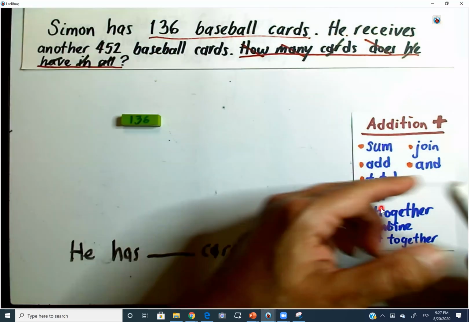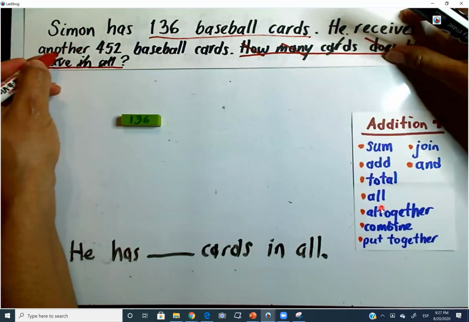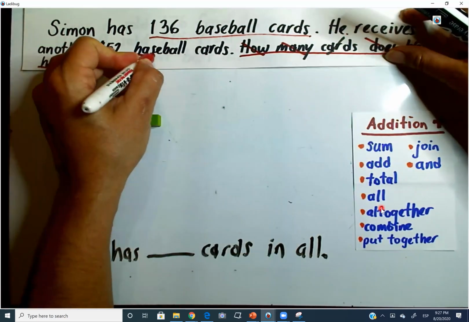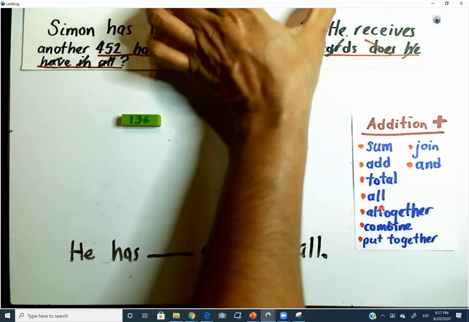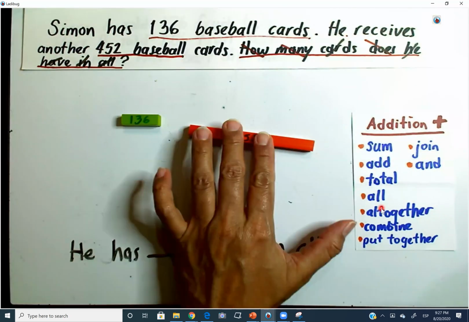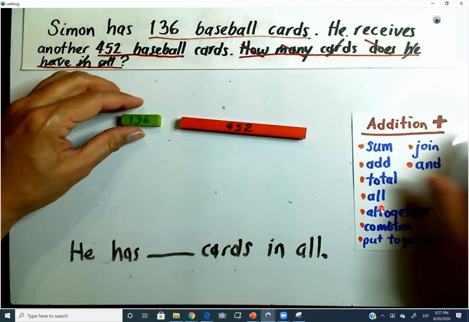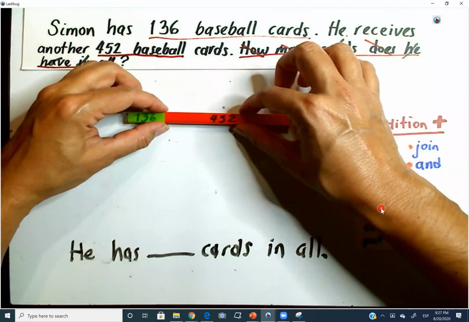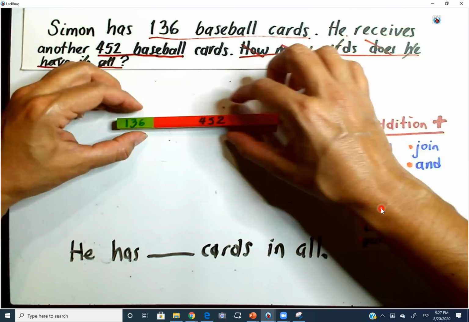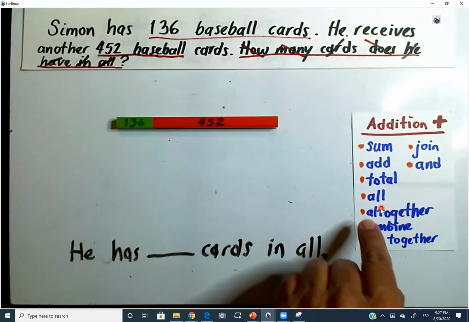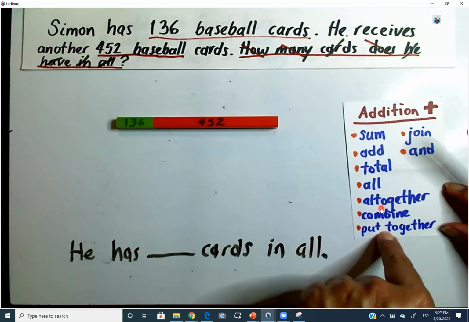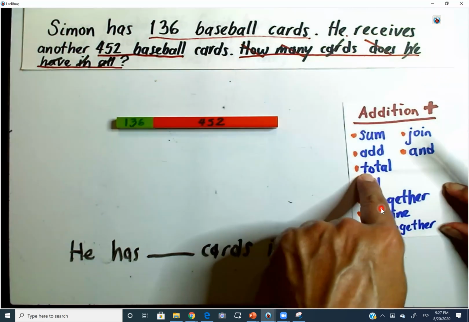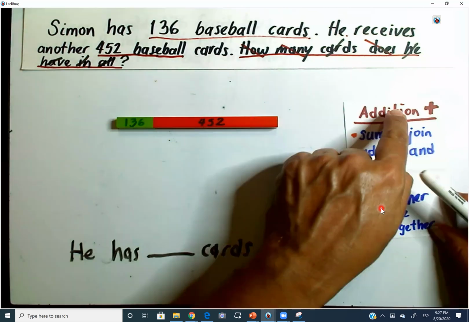And then he's going to receive another 452 baseball cards. Now, because he's receiving more cards, that means we have to put together the ones he had at the beginning and the ones he got at the end. And because we're putting all these cards together, we're combining, we're trying to find the total. And all those actions are telling me I'm going to be adding.